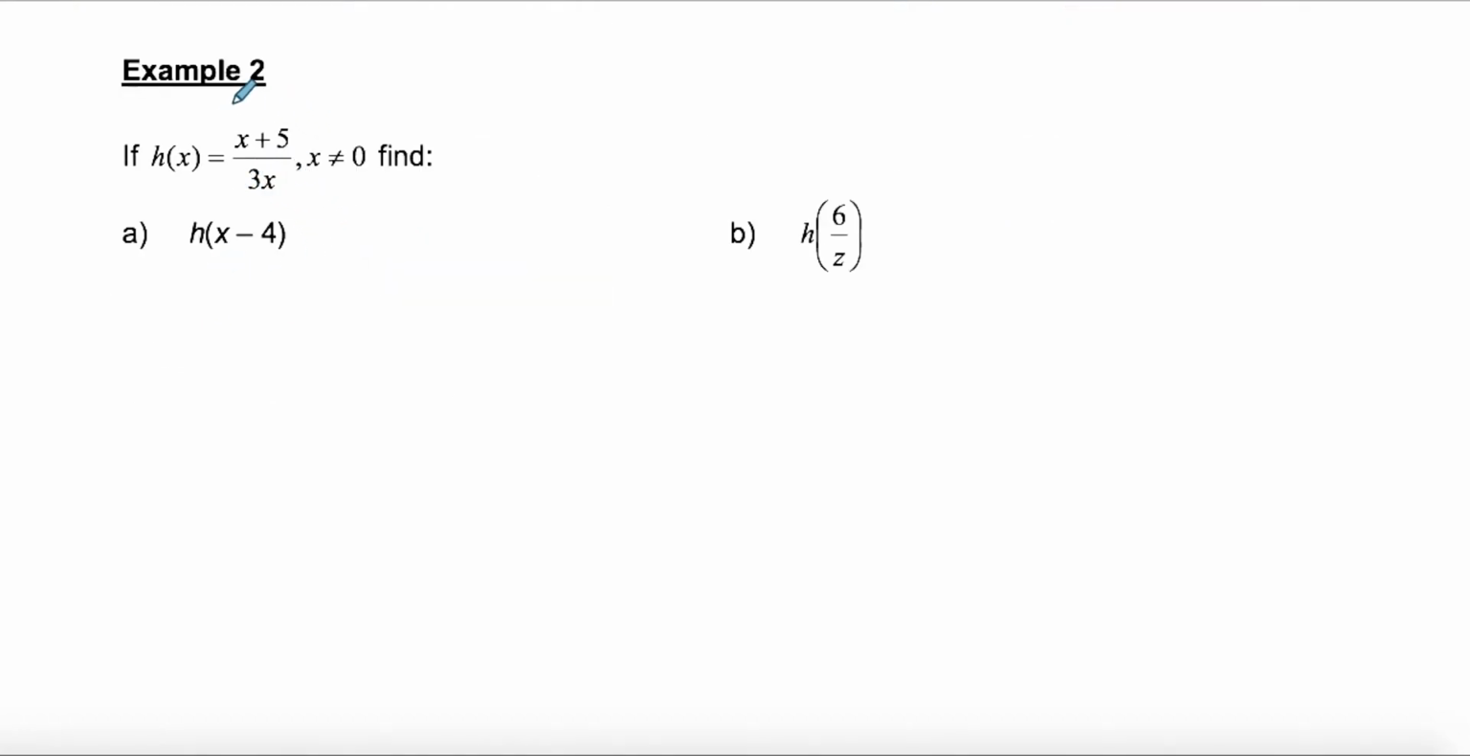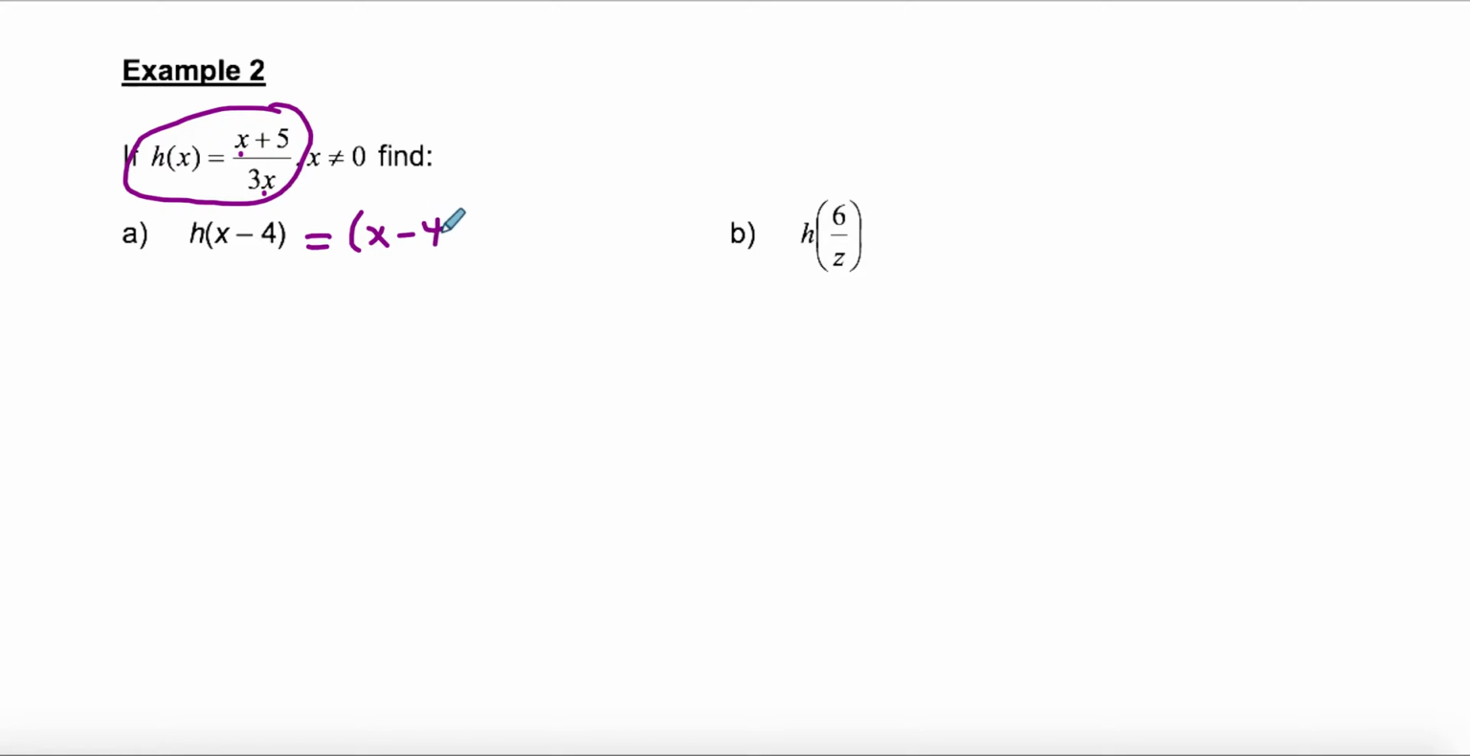If this is our function here, this is h of x. Obviously, x can't equal 0. That's a restriction. We've seen that before. This is asking you, what if x is x minus 4? So it seems odd, but if h of x equals x plus 5 over 3x, anywhere you see an x is going to be replaced with x minus 4.